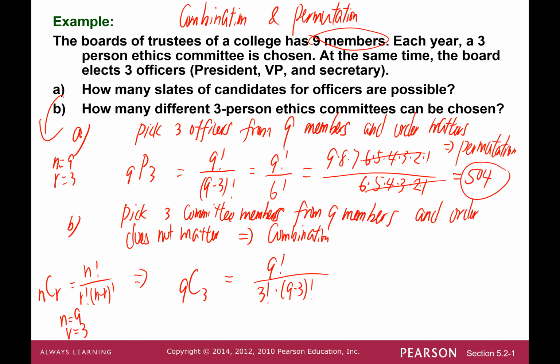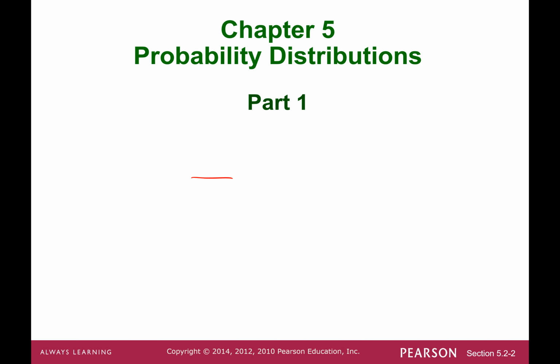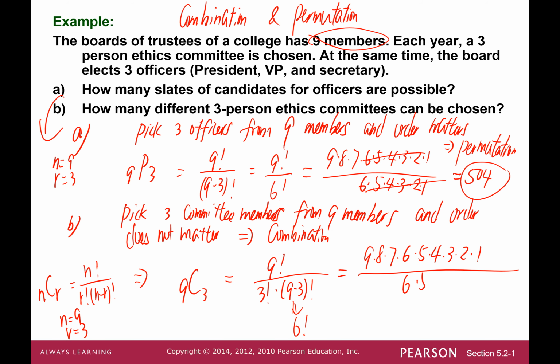Again, we're going to expand it. So 9 times 8 times 7 times 6 all the way to 1, and the other one is 6 factorial, which is 6 times 5 times 4 times 3 times 2 times 1. We also have 3 factorial, so 3 times 2 times 1. Again, we cancel everything from 6 on. And then the 3 goes into 9 three times, 2 goes into 8 four times. That turns out to be 12 times 7, which is 84.